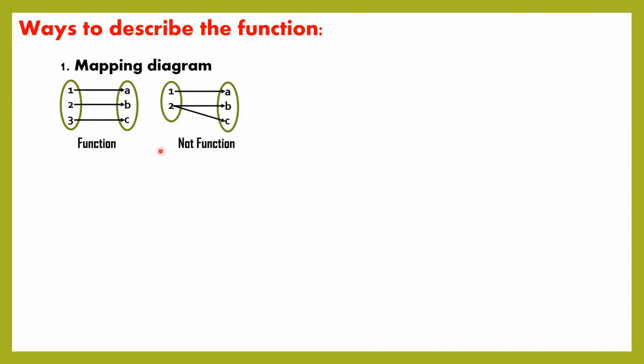Then, yung second example natin, 1, 2, ang ating domain at ang ating range ay A, B, and C. So, yung 1 natin corresponds to A, 2 corresponds to B, and 2 corresponds to C. So, mapapansin natin yung ating 2 na domain ay 2 beses pinartner doon sa ating range. Kaya, this is not function.